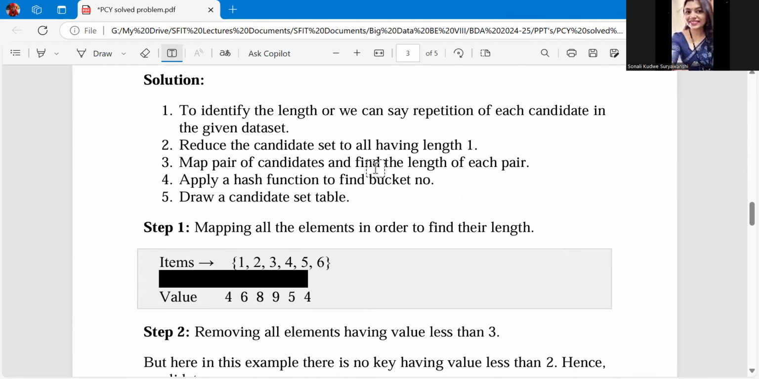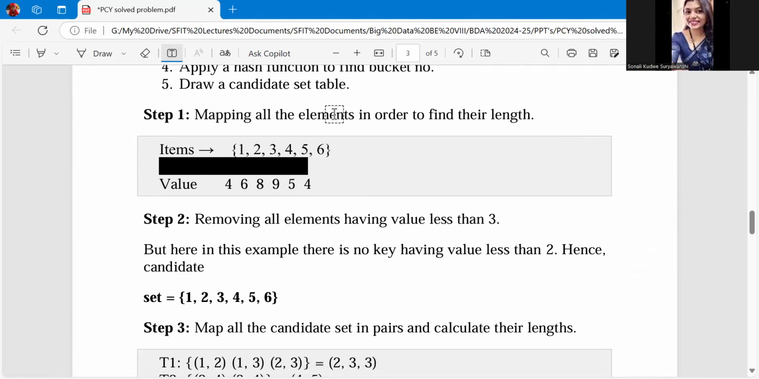I'll generate the pairs and map these pairs to the hash table. So I will apply a hash function, map these pairs to the buckets, and then draw the candidate sets from that bucket. This is basically the solution for identifying the frequent item sets. So first step, we're going to map all the elements in order of their length.